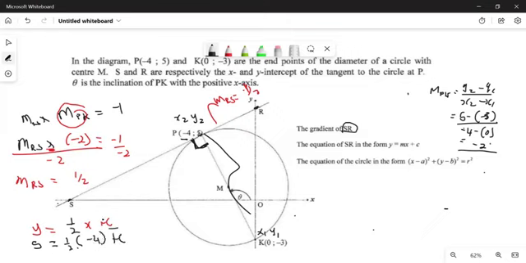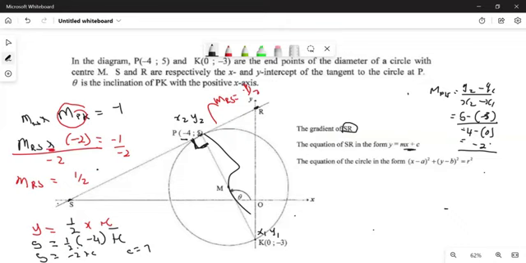And then if you do this, you are going to have 5 equal to -2 plus c. And then c is going to be what? 7. Therefore, it makes the equation.